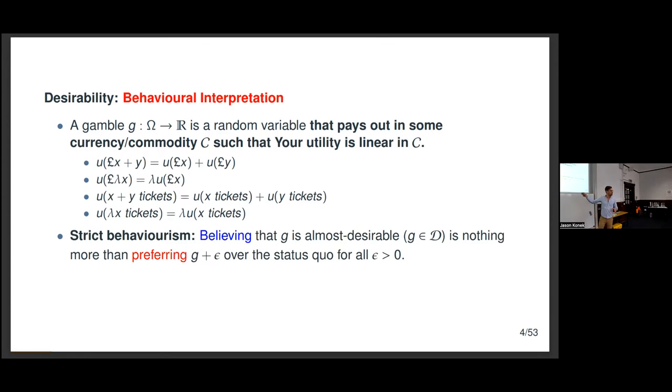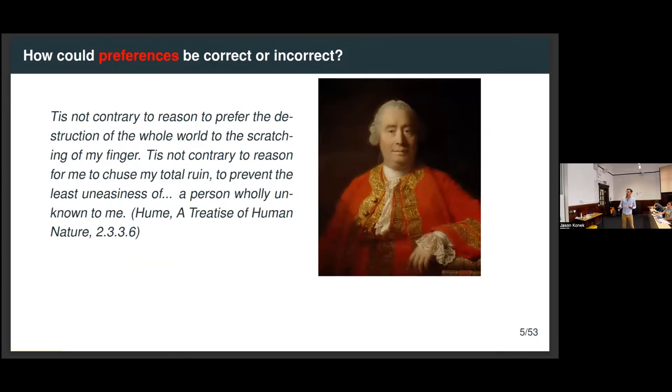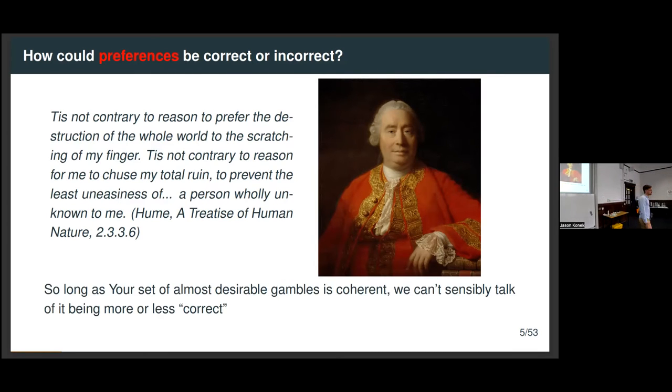If we're behaviorists, then we treat belief as reducible to preference. So we say that believing a gamble G is almost desirable is nothing more than preferring G plus epsilon over the status quo for any positive epsilon. But if that's our view, and I take it that is what lots of you think when you think of desirability, you might have a kind of Humean concern. You might think, well, look, reason serves desire, not the other way around. It's not contrary to reason for me to prefer the destruction of the world to the scratching of my finger. I can have whatever preferences I want, and I'm not rationally impugnable, maybe so long as those preferences make me coherent. There's nothing more to say over and above that in terms of them being correct or incorrect. That's just a category mistake or something.